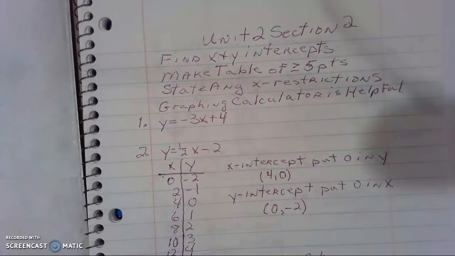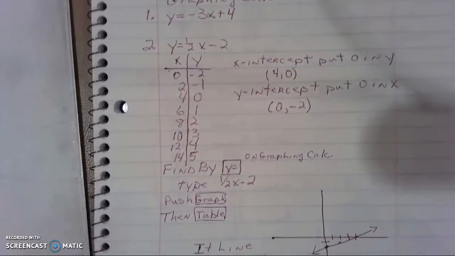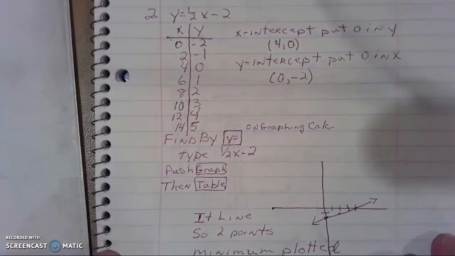Knowing how to put in the equation under y equals and then graphing it by hitting the graph button, and then after you've graphed it, you can go to the table and find values for the table. Okay, number 1, y equals negative 3x. That is a line. Number 2, y equals 1/2 x minus 2.